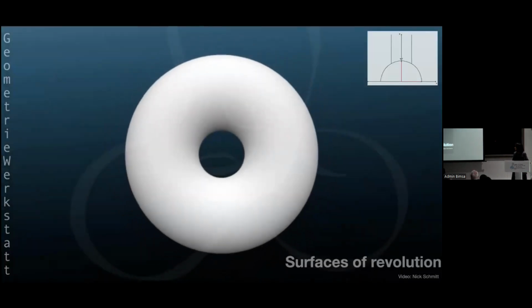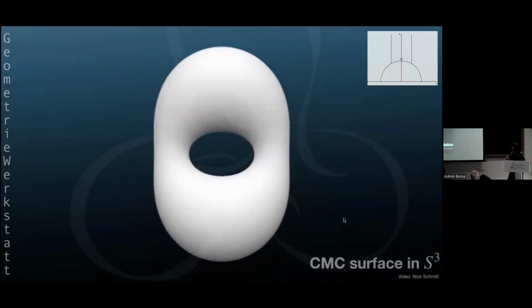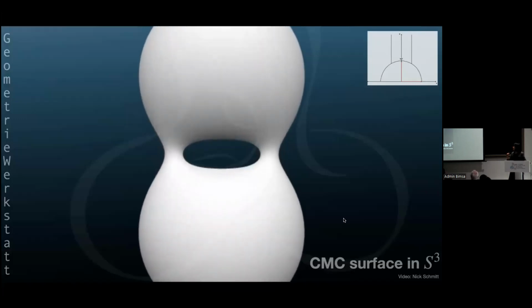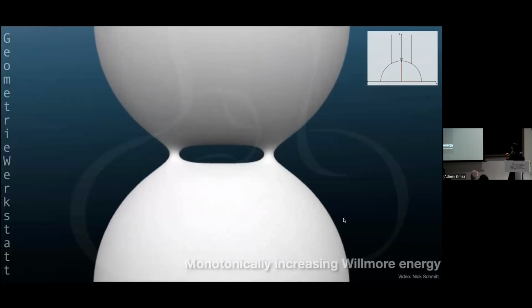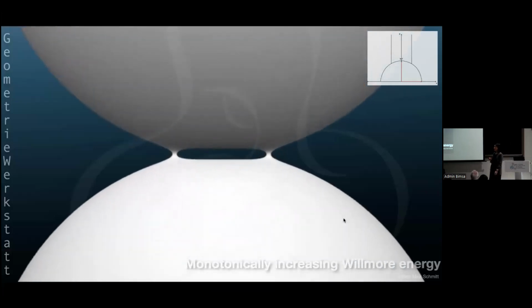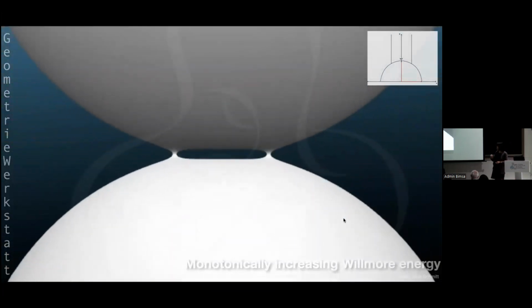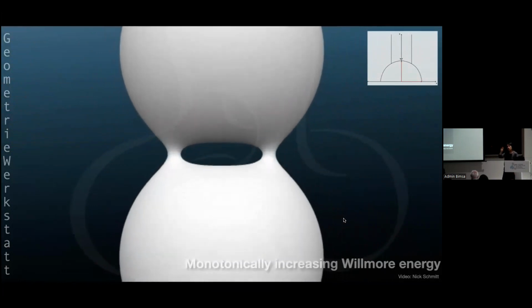So this is the Clifford torus, and we have a whole family of surfaces, and they are all constant mean curvature in S3. And it should say monotonically increasing Willmore energy. It ends now at two planes, which are two geodesic spheres in S3. So 8 pi energy, two spheres. And if you go back, it will go to the Clifford torus with 2 pi squared.